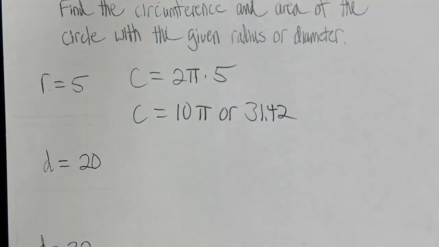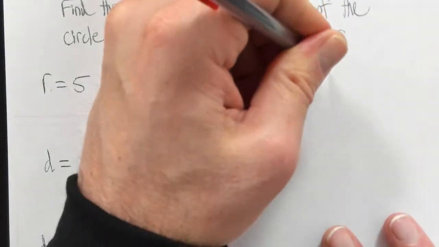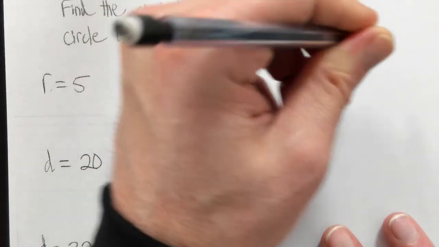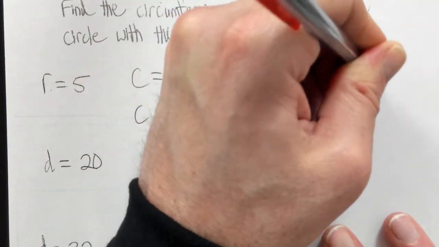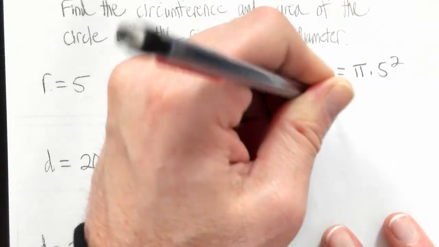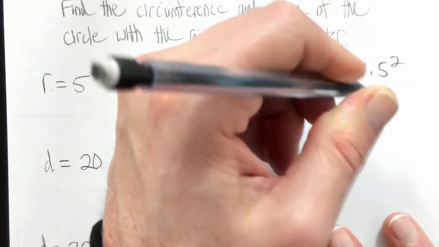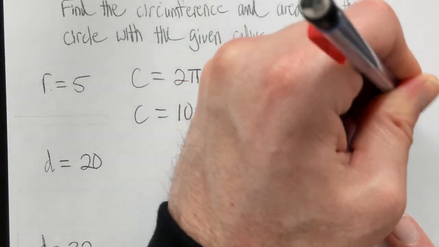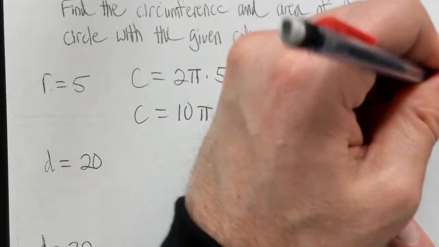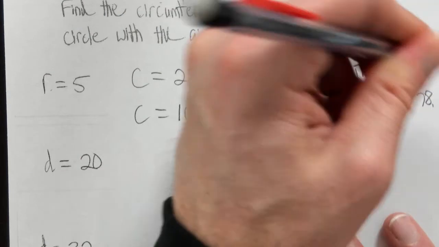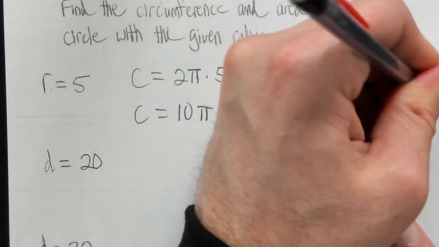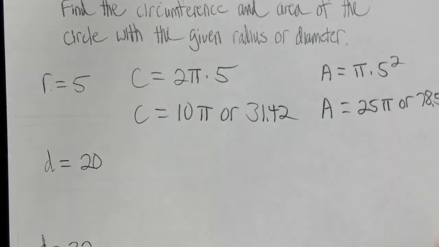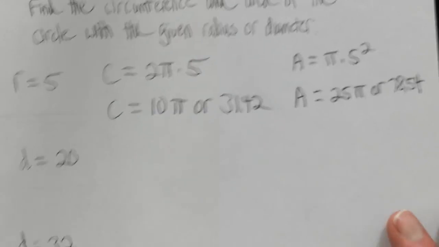Okay? So we need the area, which is pi times 5 squared, 25 pi. Or as a decimal, if you threw that into a calculator, you would get 78.54. Like I say, we need to be able to do it in both forms.